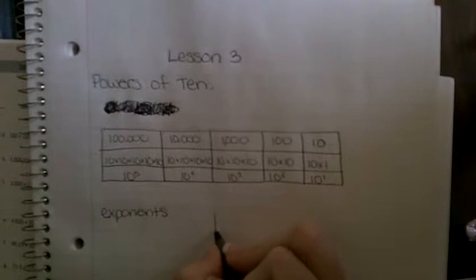Now, just as a reminder, exponents are that little number that's up in the corner. So this right here is our exponent, okay? This 10 is called our base number. Both of these numbers can change all the time, but for this lesson, it's always going to be a 10, okay? The exponents are going to change. We'll get to different base numbers in a different lesson.